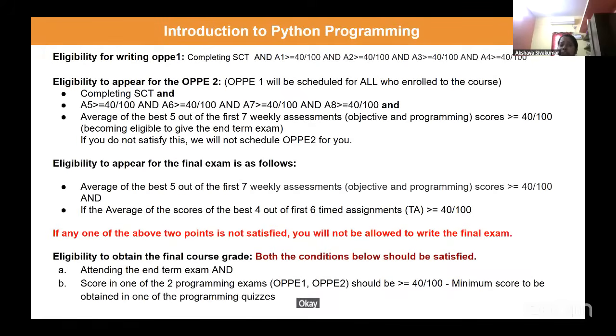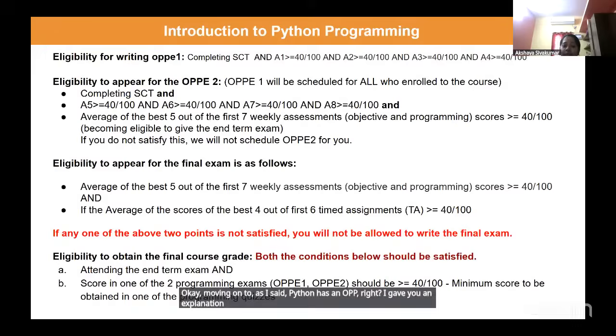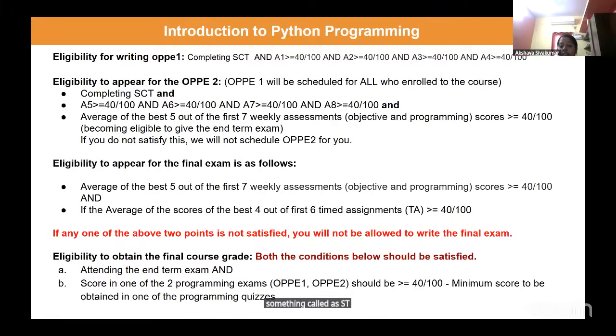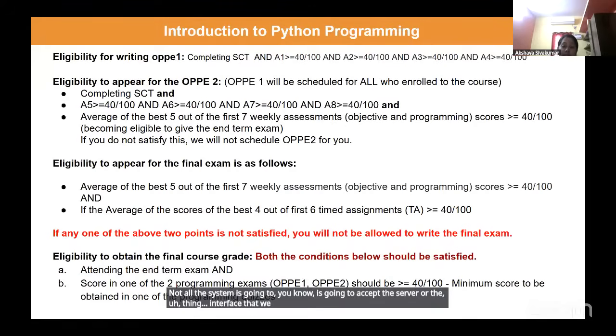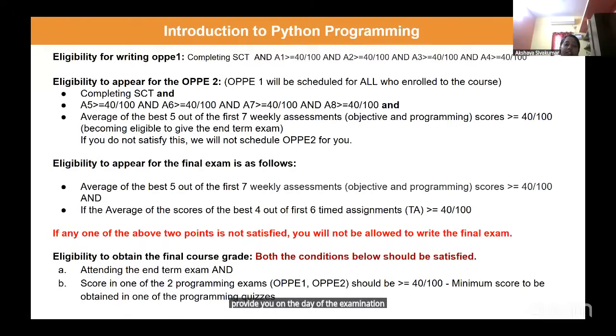Okay. Moving on, as I said, Python has an OPP, right? I gave you an explanation of what OPP is. For OPP, there is a condition to be eligible first. We have something called SCT, which is nothing but the system compatibility test. Not all systems are going to accept the server or the interface that we are going to provide on the day of the examination. So to avoid such hindrances on the day of the examination, we give students SCT, which a student can take themselves from their home.